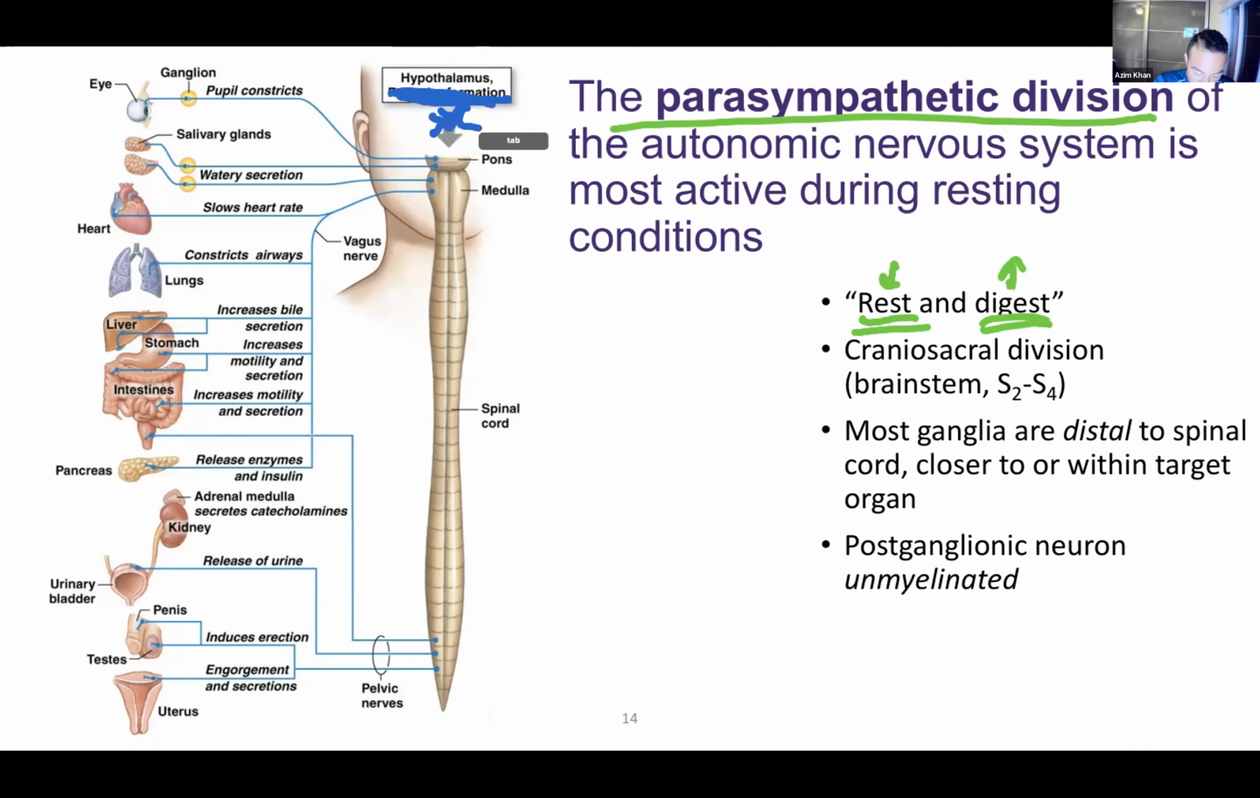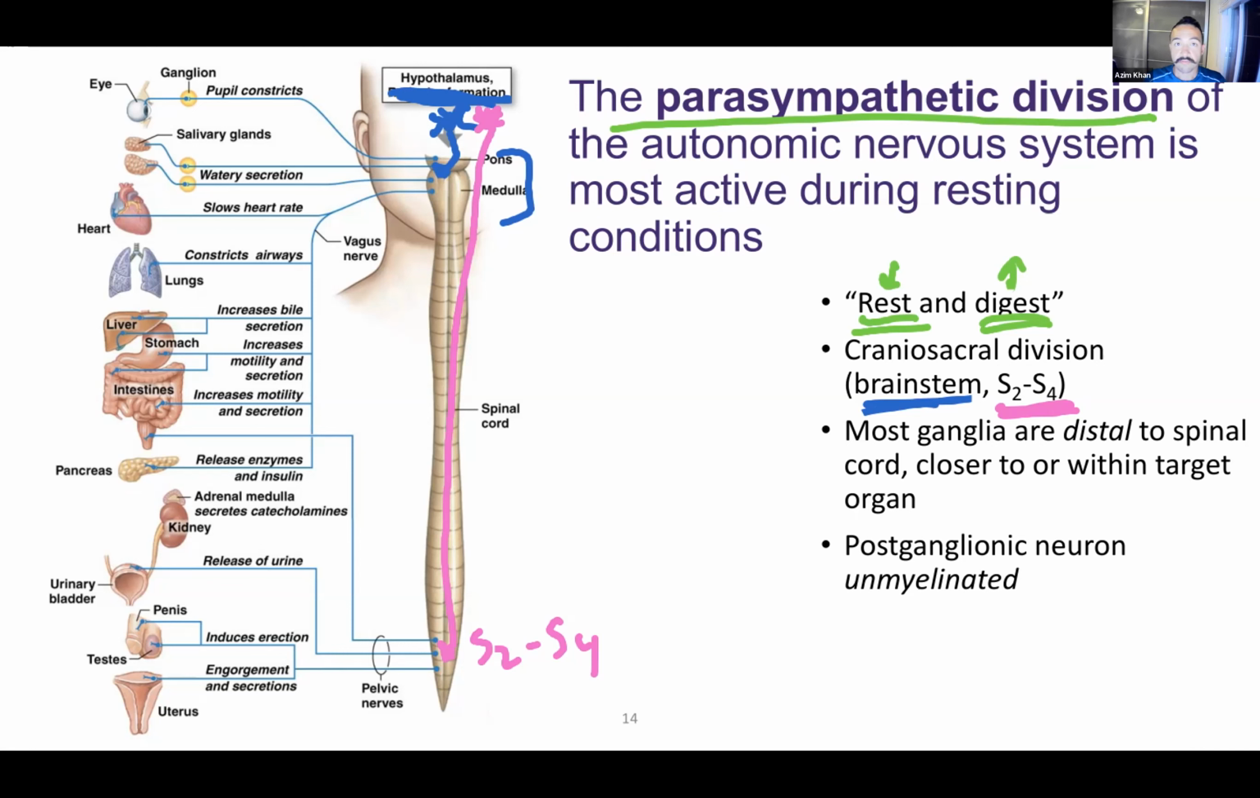Here's our multipolar neuron. Rather than going to T1 to L2, we're going to either just go to the brainstem, or let me draw a different neuron starting in the hypothalamus, or we go all the way down to the sacral division between S2 to S4. So it's almost like the opposite ends of what we just did with sympathetic. Rather than T1 to L2, it's going to be the very ends, cranial nerves and what we call pelvic nerves, so between S2 and S4, the craniosacral division.